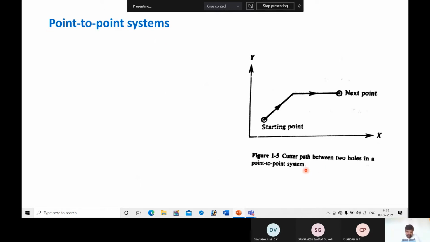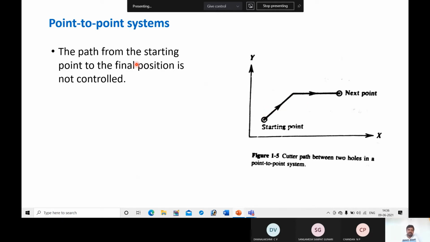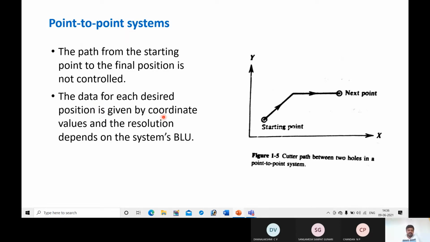This is suitable for machines like drilling machines. Here we are concerned about the start point and end point, the next point, whereas the path is not regulated. The path from the starting point to the final position is not regulated. The data for each desired position is given by coordinate values, and the resolution depends on the system's basic length unit.